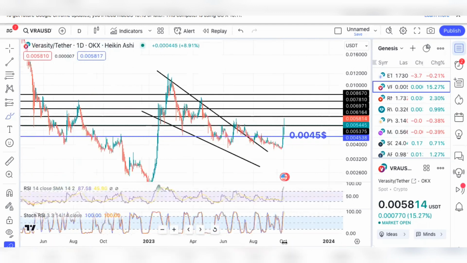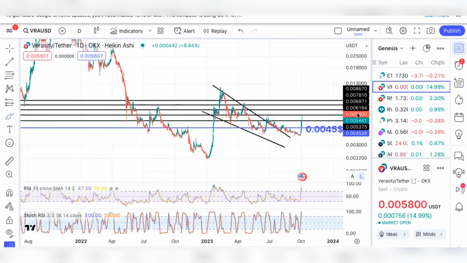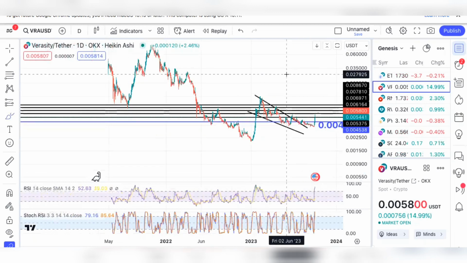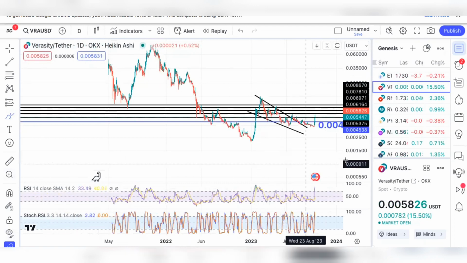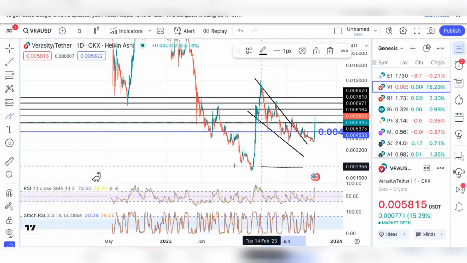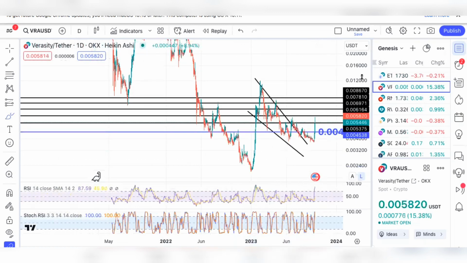For the macro bull run, for VRA to be in that raging bull market, it needs to flip this zone, which is at around 0.0013. This is the most important zone for VRA. It needs to flip this zone back into support if it wants to be in a bull market like 2021.